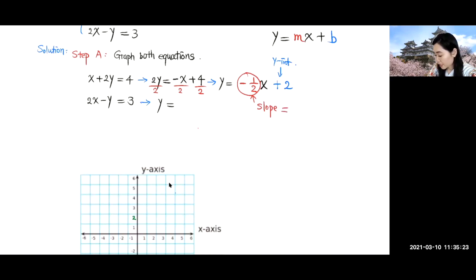You can write the slope as negative 1 over 2, or you can write it as 1 over negative 2. If I put it the first way, then negative 1 will be the rise and the corresponding run will be positive 2. If I put it the second way, then positive 1 will be the rise and negative 2 will be the corresponding run. Both are okay.